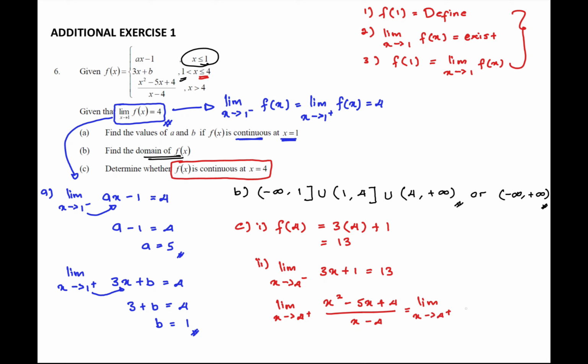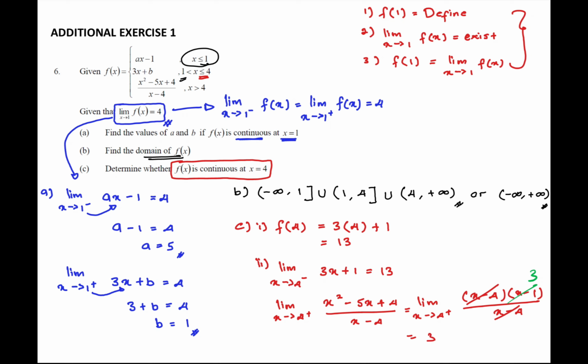So when we factorize this, we get (x minus 4)(x minus 1) over (x minus 4). So this one we can simplify. When we substitute 4 here, we get 3. So here equals 3.